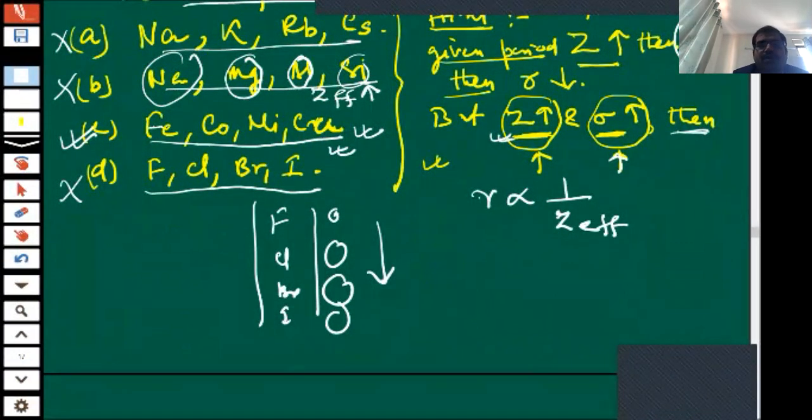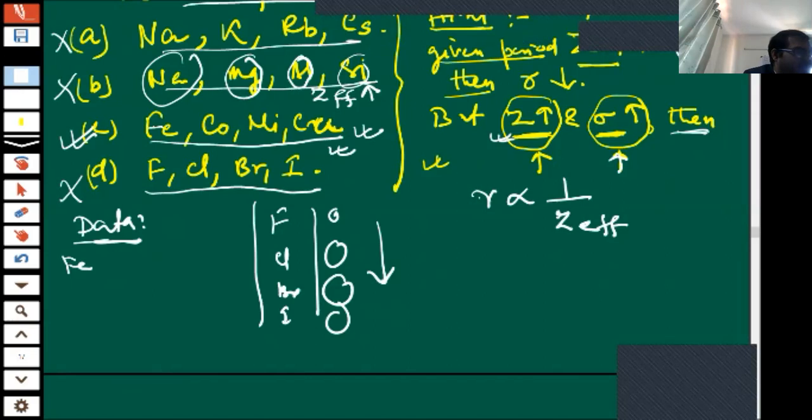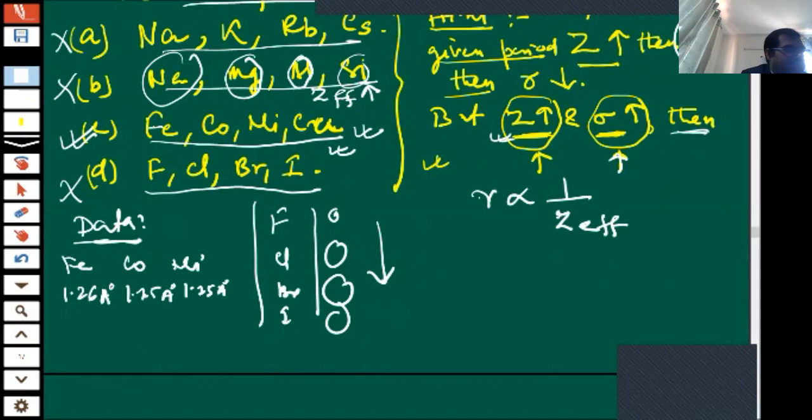If you want to know, you can see the values also. I can provide you data also. See, iron is having nearly 1.26 angstrom, and then cobalt is having 1.25 angstrom, then nickel is having 1.25 angstrom, and copper is 1.28 angstrom. So these sizes are nearly same, children, nearly. That's why they have used nearly.